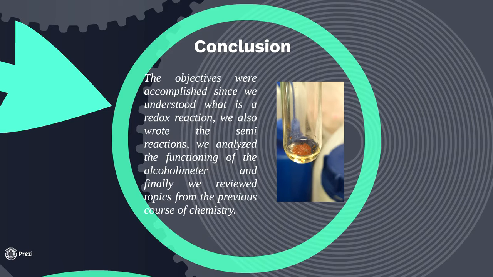Conclusion. The objectives were accomplished. Since we understood what a redox reaction is, we also wrote the semi-reactions, we analyzed the functioning of the alcoholimeter, and finally, we reviewed topics from the previous course of chemistry.